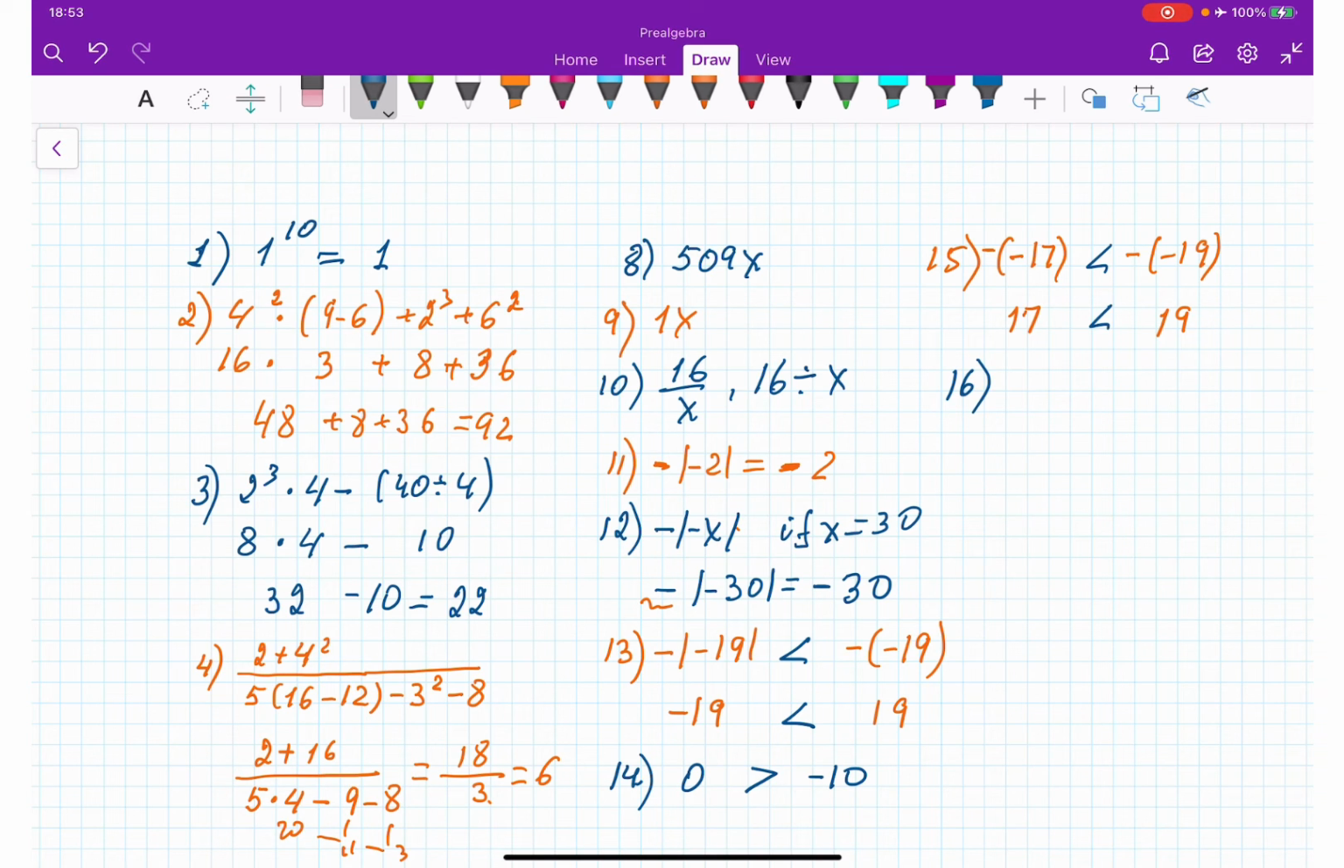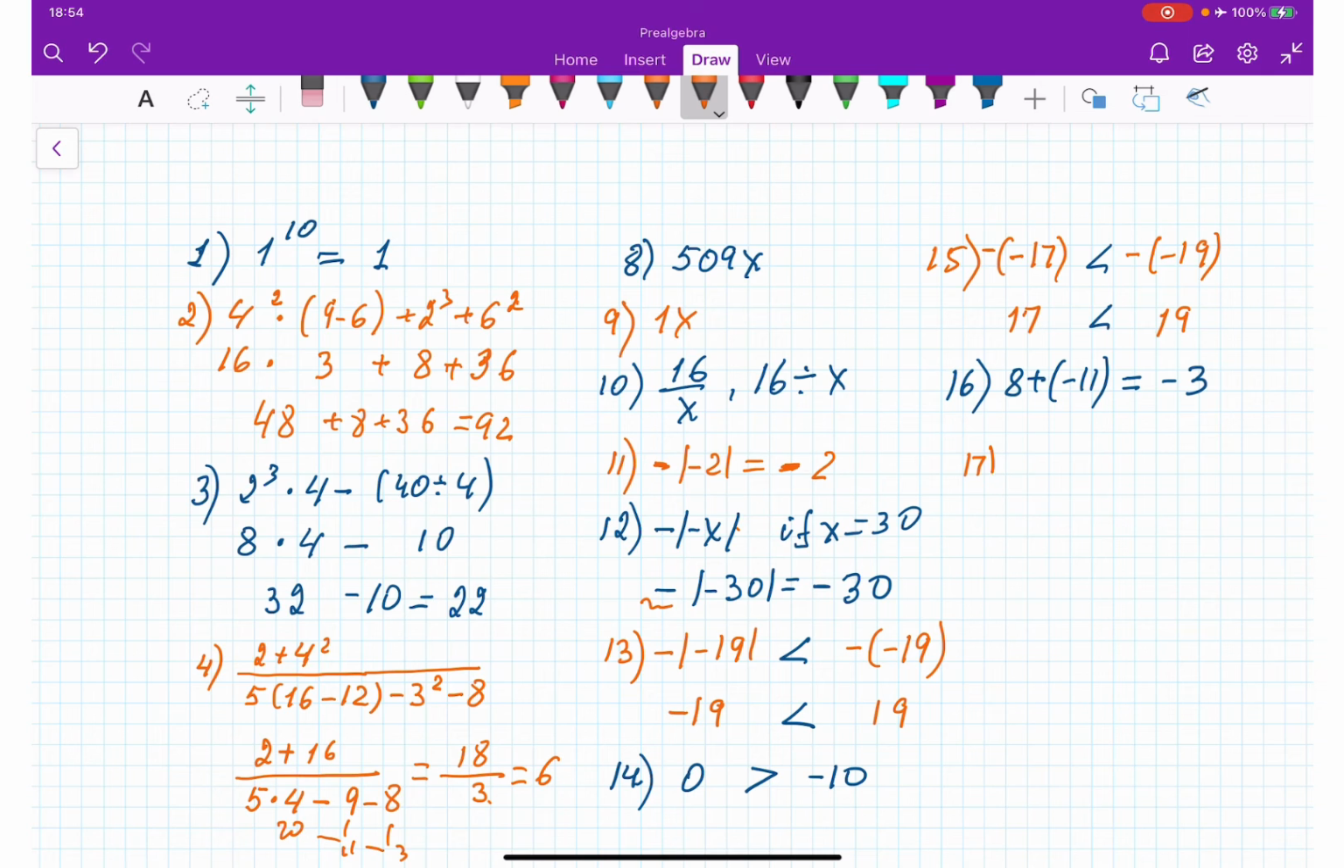Number 16, 8 plus negative 11. So 8 is positive, negative 11 is negative. So when we have positive and negative, remember, we have to subtract, period. Signs are different, we subtract. And then we use the sign of the bigger number. 11 is bigger than 8, so we get negative 3 because 11 has a negative sign.